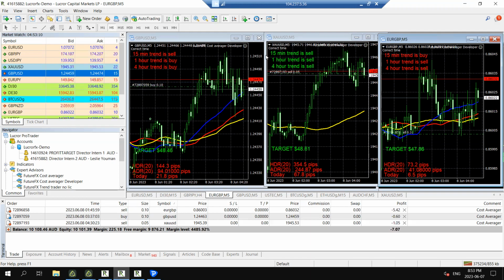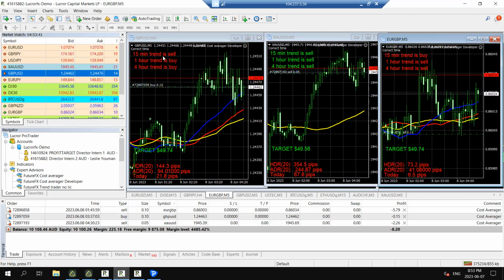So it only ever trades with the trend, and similar to Trend Trader software, it needs all three time frames, the 15-minute time frame, the 1 hour and the 4 hour, to all be trending in the same direction. When that happens, this writing will turn green. As you can see on this pair, they're not all lined up. There is a trade open here because they were all lined up, so it opened a trade.